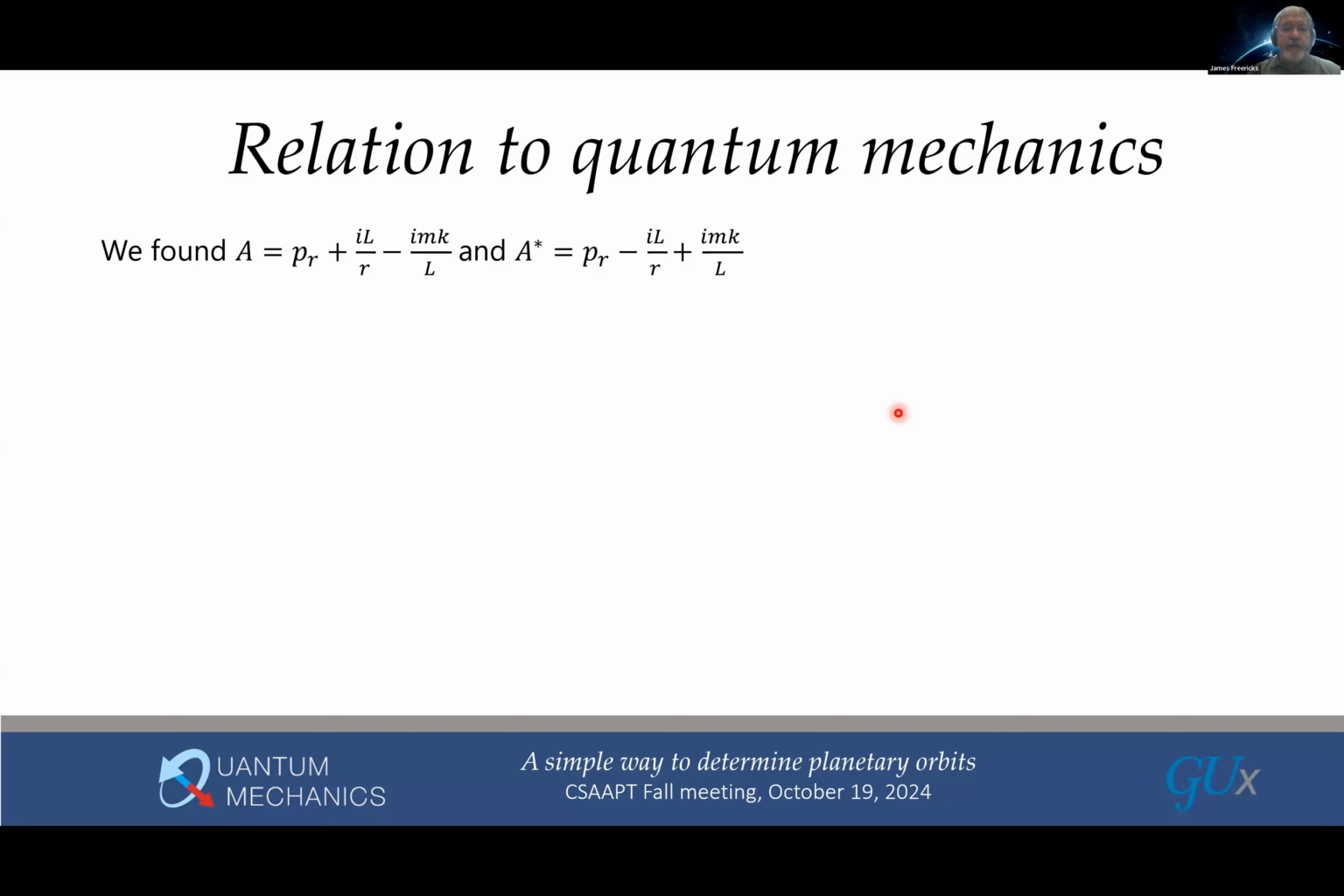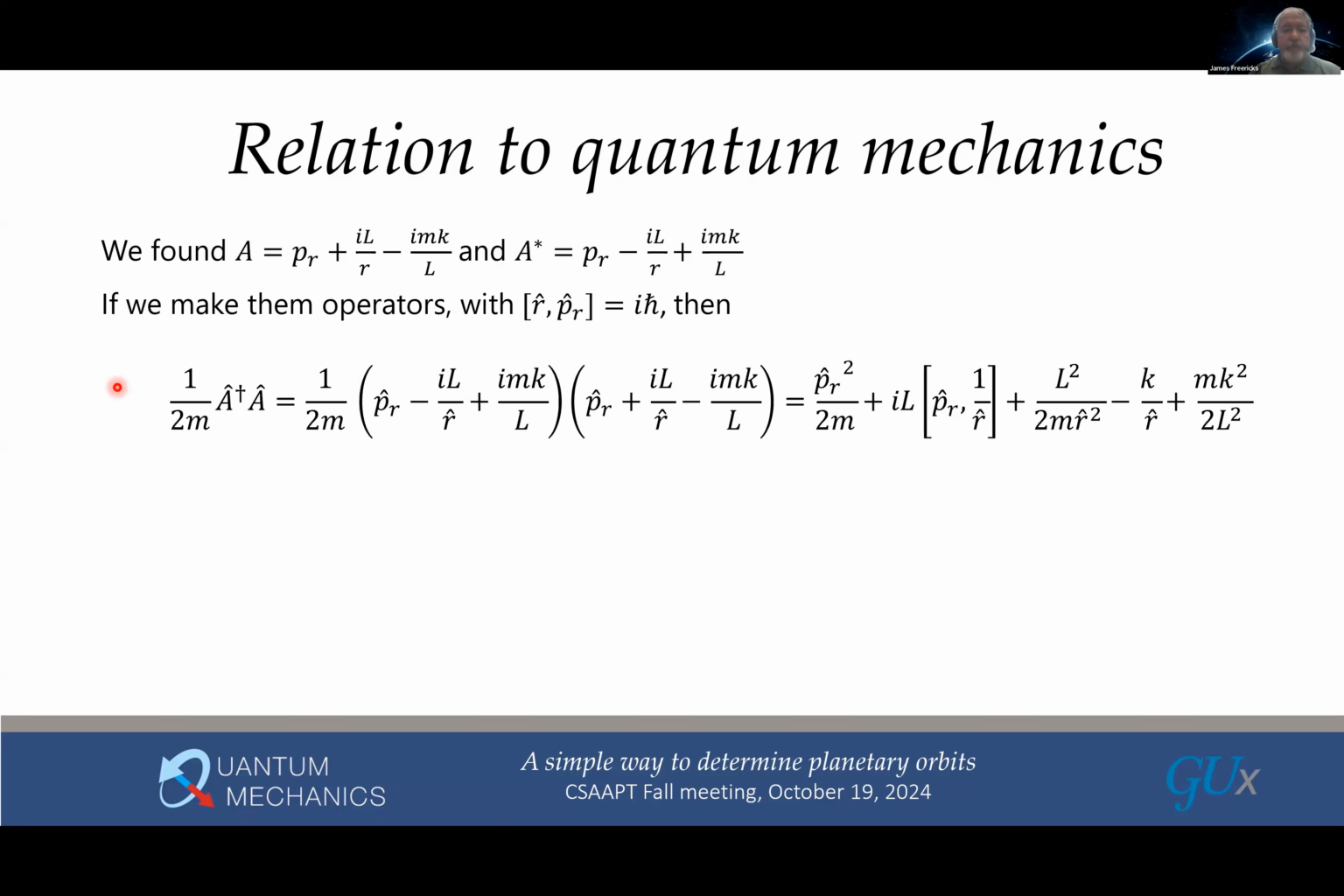And then here's the thing that I think is really particularly cool. I'm going to just summarize again what A is and what A star is. If we now make them operators and we use the canonical commutation relation between the radial coordinate and the radial momentum, which is the commutator between R and PR is i h bar, then if we calculate 1 over 2m A dagger A, which we know should be related to the energy, we just plug in what the two results are, we multiply them out, keeping in mind the fact that the order matters. So we actually pick up a commutator from the cross terms because this has a positive sign, but this term has a negative sign. You find you get PR squared over 2m, you get the commutator from the cross terms, and then you get the square of these two terms, which gives you L squared over 2m R squared minus K over R plus mK squared over 2L squared.